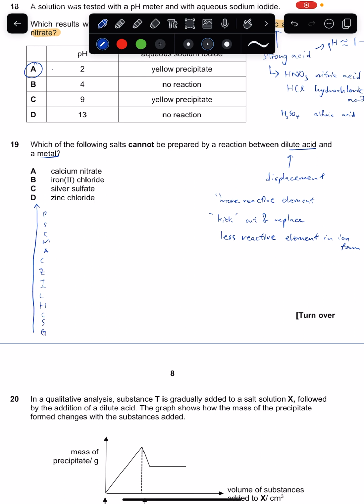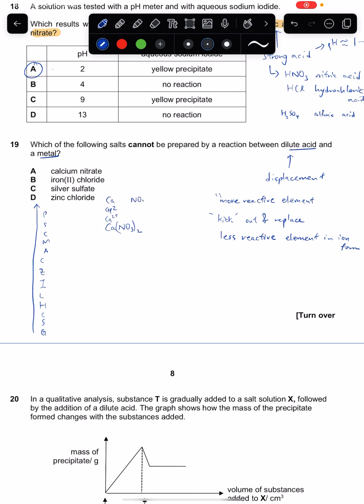So in this case, it's an acid. So A can be prepared. Why? Let's take a look. Ca(NO3)2. Why is it so? Because your calcium is group 2, so 2 valence electrons. That's why you end up with a Ca2+.